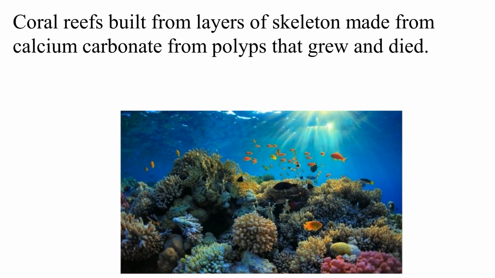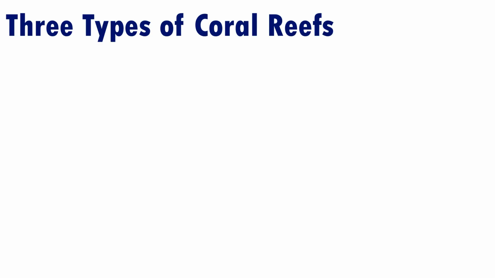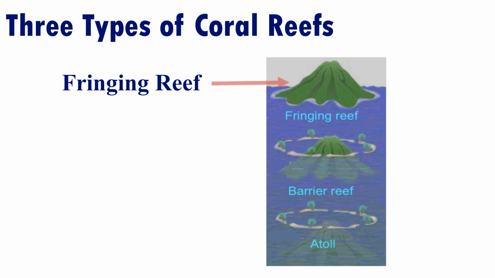Coral reefs are built from layers of skeleton made from calcium carbonate from polyps that grew and died. Living and non-living things interact, forming different forms, shapes, and colors of coral reefs. The three types of coral reefs: the fringing reef, the barrier reef, and the atoll.